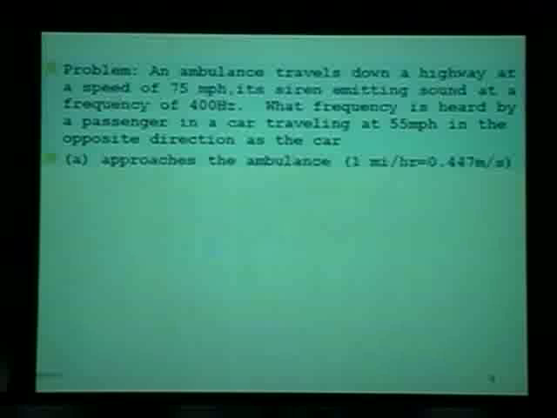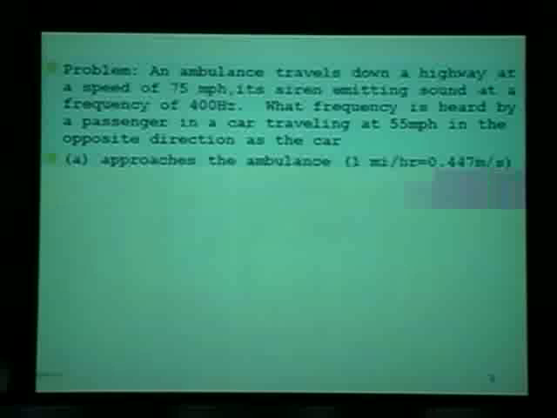That might be a nice little conversion that you might want to remember. I mean, it's easy enough to do. You could say that there are 1,609 meters in a mile and 3,600 seconds in an hour. And so if you have 1,609 divided by 3,600, you get 0.447.